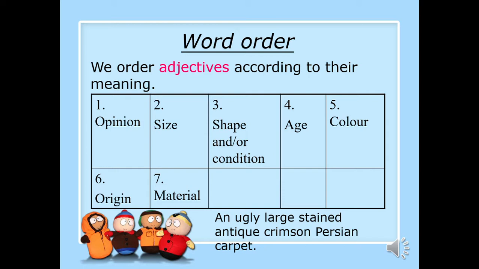Adjectives usually obey a specific word order, right? This word order happens according to their meaning. So if you have an adjective of opinion, it's going to be the first in the list. Then successively comes size, shape, age, color, origin, and material. Here we have an example: an ugly, large, stained, antique crimson Persian carpet.